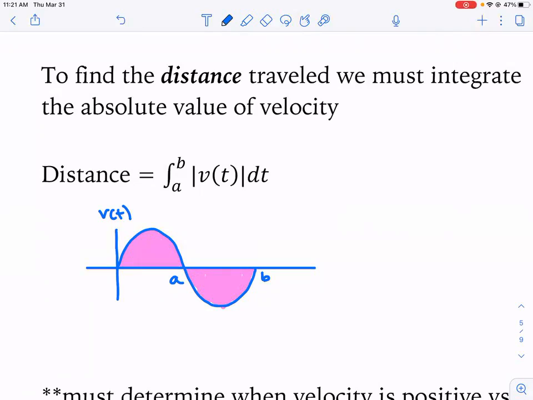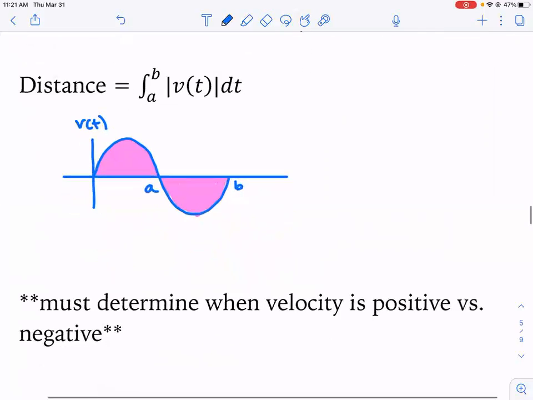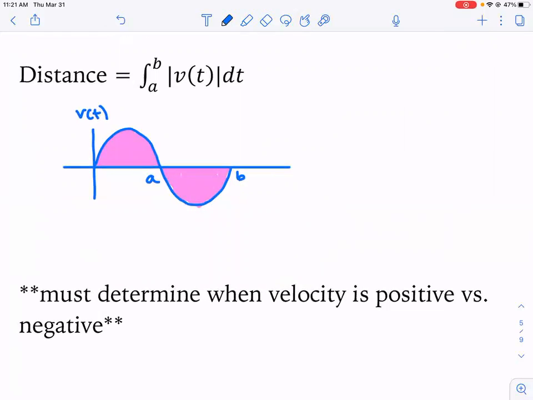In order for us to figure out distance, we need to take the integral of the absolute value of velocity. Well, our velocity equation could be positive or negative. Where it's positive, that's fine. Where it's negative, we need to make it positive. So we're going to have to figure out where our velocity is positive and where it is negative.